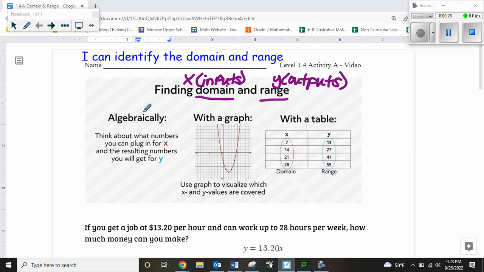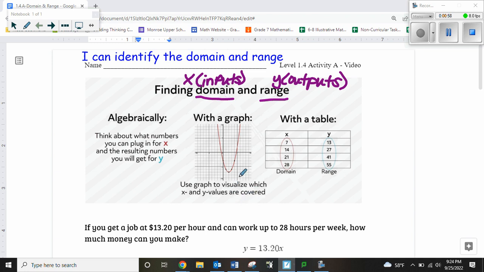Okay, so algebraically, you're going to think about what numbers you can plug in for x and the resulting numbers you will get for y. So if you had an equation or something, you would plug in whatever numbers you had for the x to get your results, your y values. That would be your domain and range. On a graph, you use the graph to visualize which x and y values are covered.